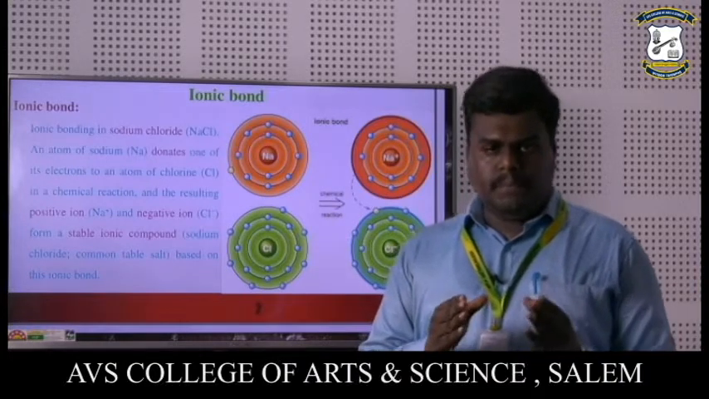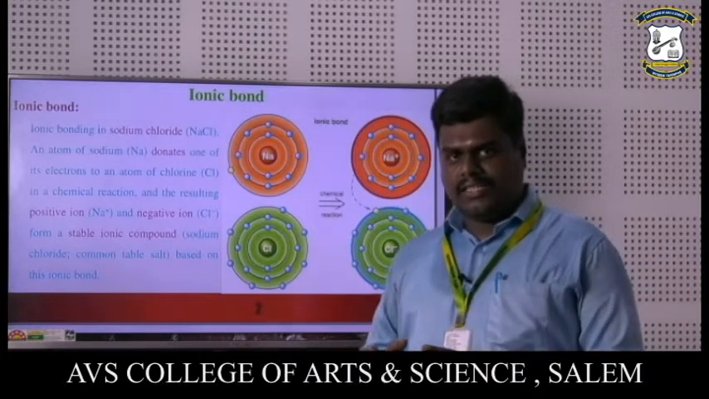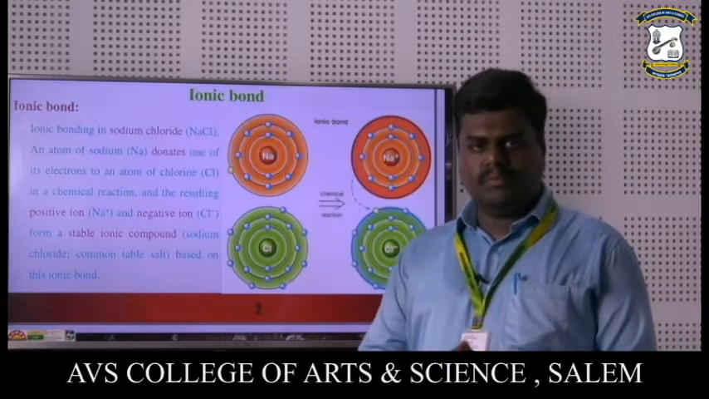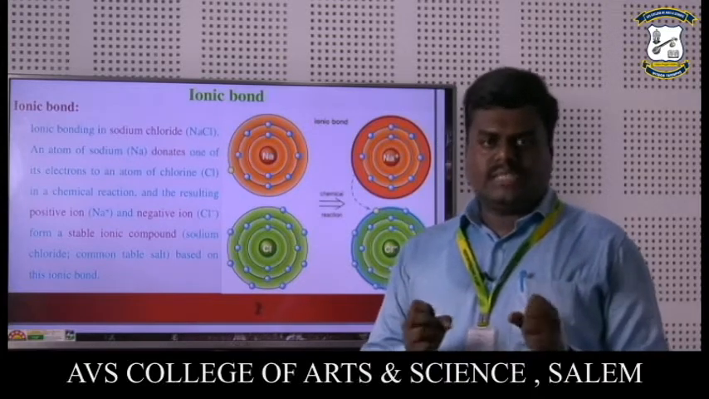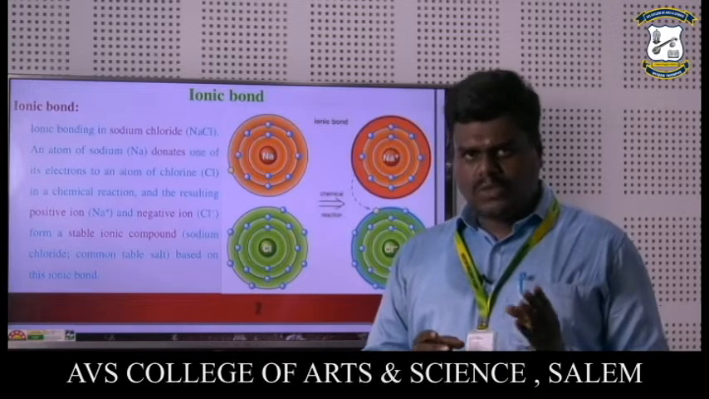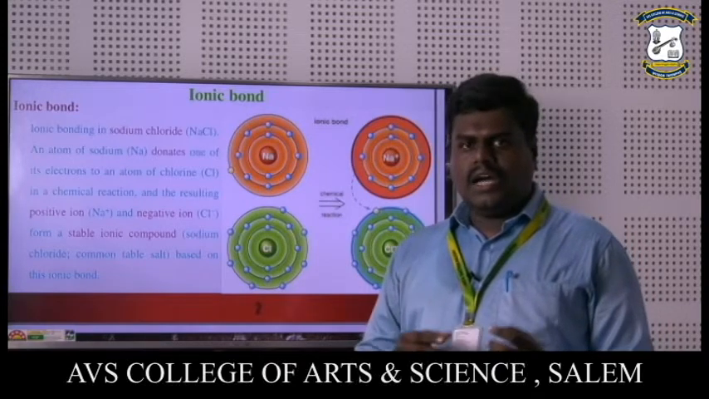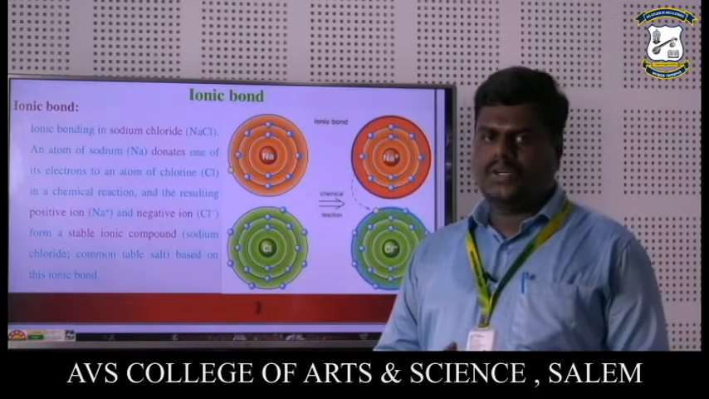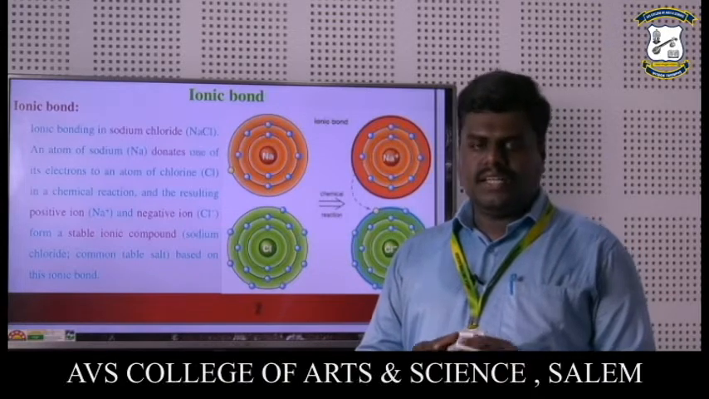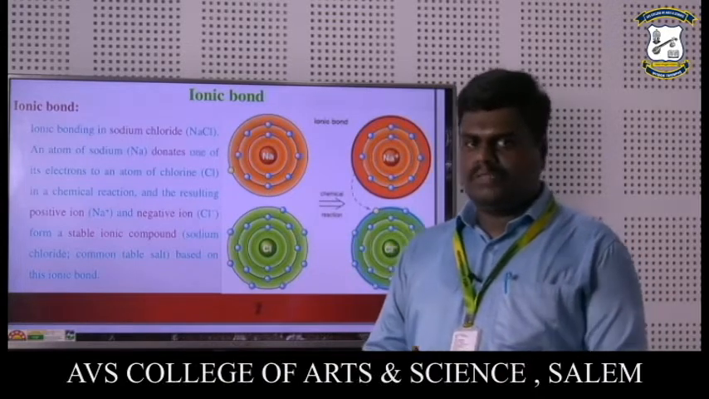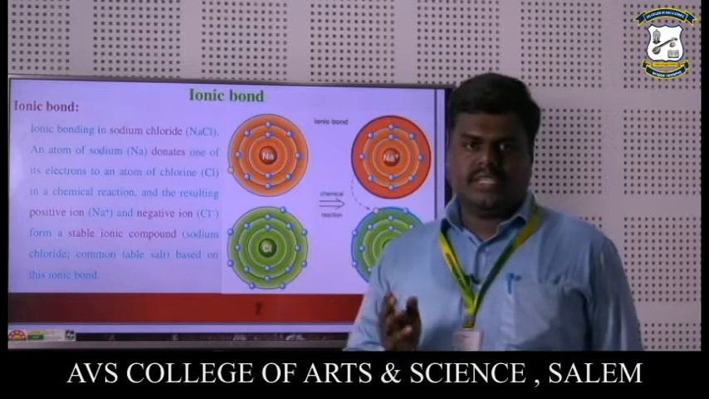So, the bond between anion and cation is called an ionic bond. It is an electrostatic interaction. Oppositely charged ions attract each other, and the bond is made between the ions. So, it is an ionic bond.